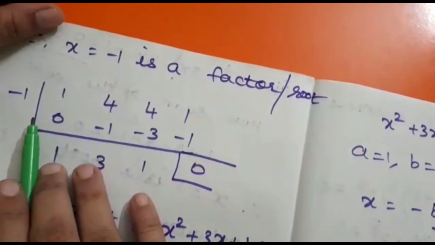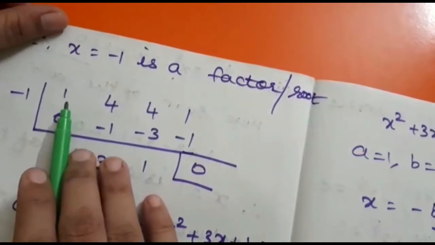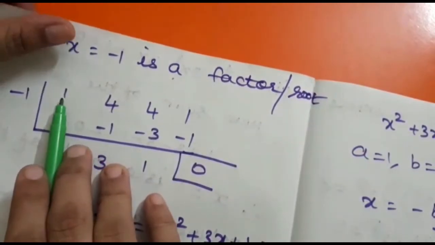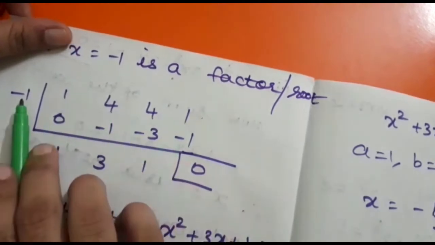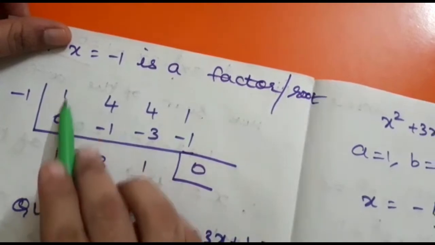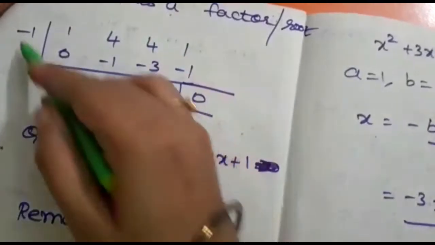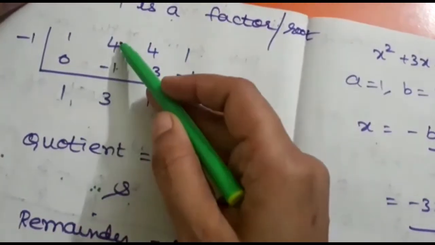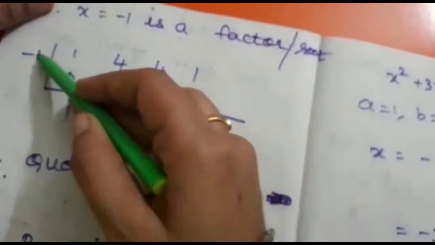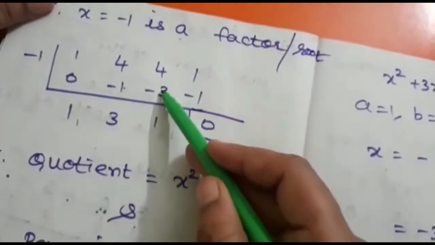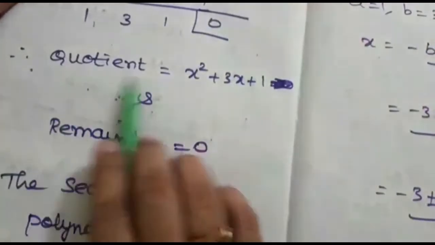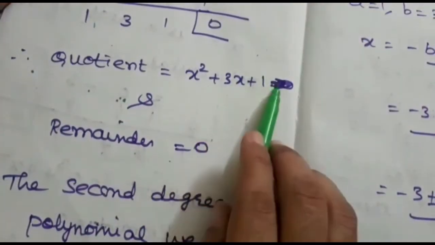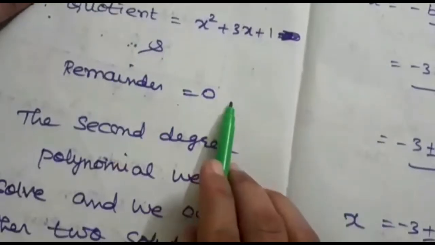So to find the other factors we can use synthetic division. I am going to write only the coefficients 1, 4, 4, 1. Here minus 1, 0, 1, 1 ones are 1, minus 1, 4 minus 1 is 3, 3 ones are 3, minus 3, 4 minus 3 is 1, here I am getting 0. The quotient is x square plus 3x plus 1 and the remainder is 0.